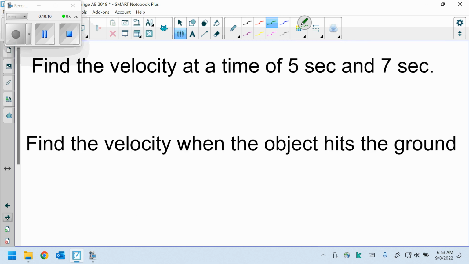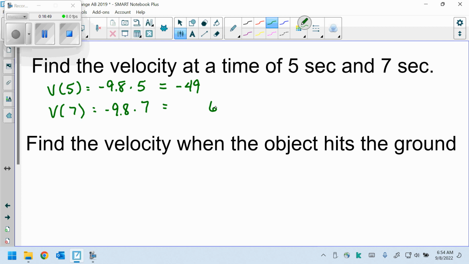So when we ask for what's the velocity at 5 seconds, well, v of 5 is going to be negative 9.8 times 5. I think we're going to get negative 49. You want v of 7? Just take negative 9.8 times 7. Oh, now what's that? 56, 63, negative 68.6, I think.